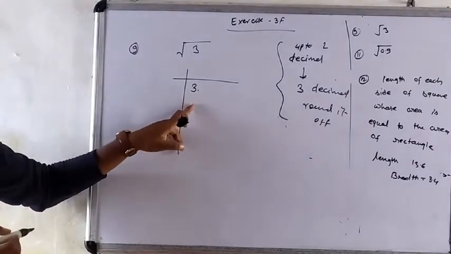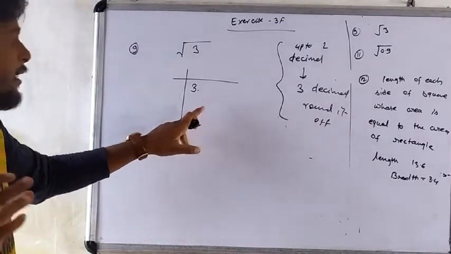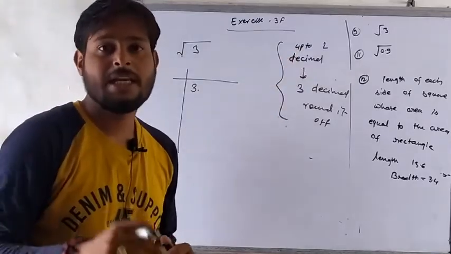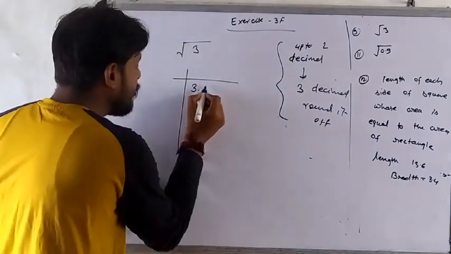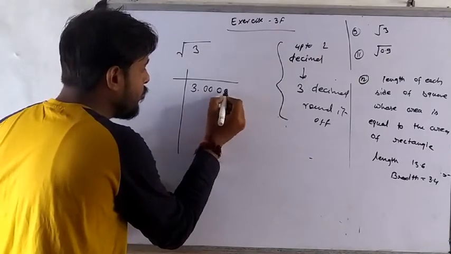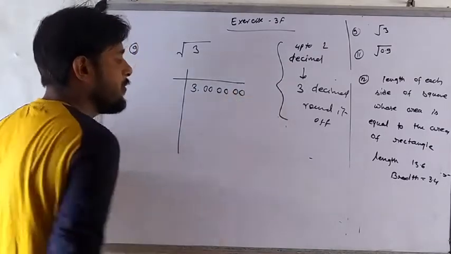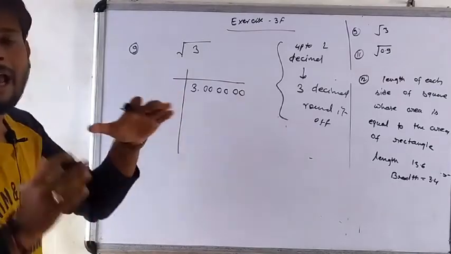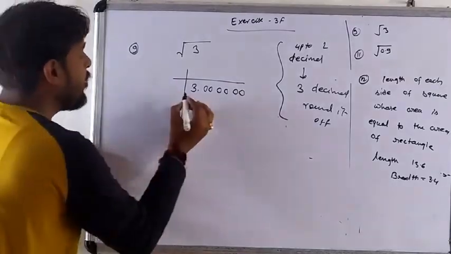Consider a decimal point here. We have to find up to 2 places. तो कितने places चाहिए सर? 3 places चाहिए. एक place के लिए कितने जीरो? तो 2 0. 1 2 3. Right? Now select a number whose square is either less than 3 or equal to 3.